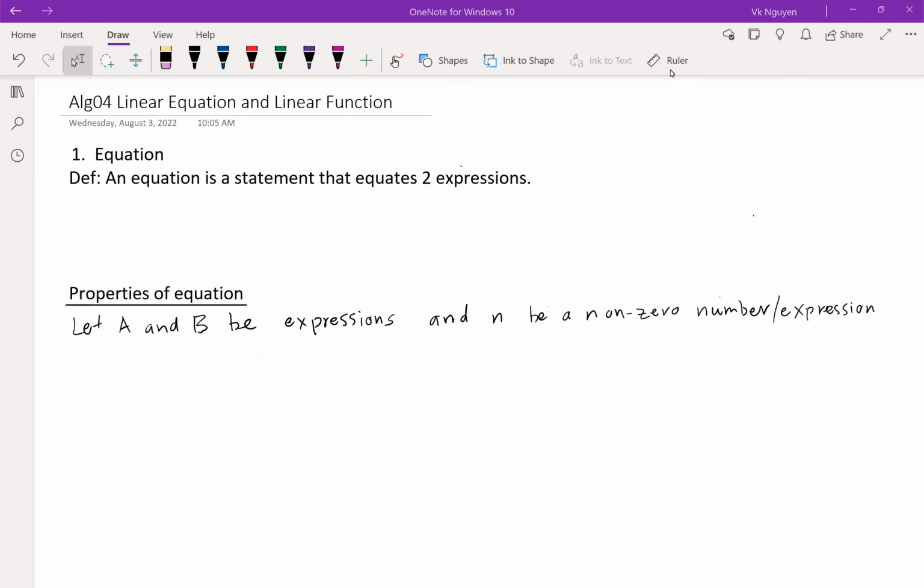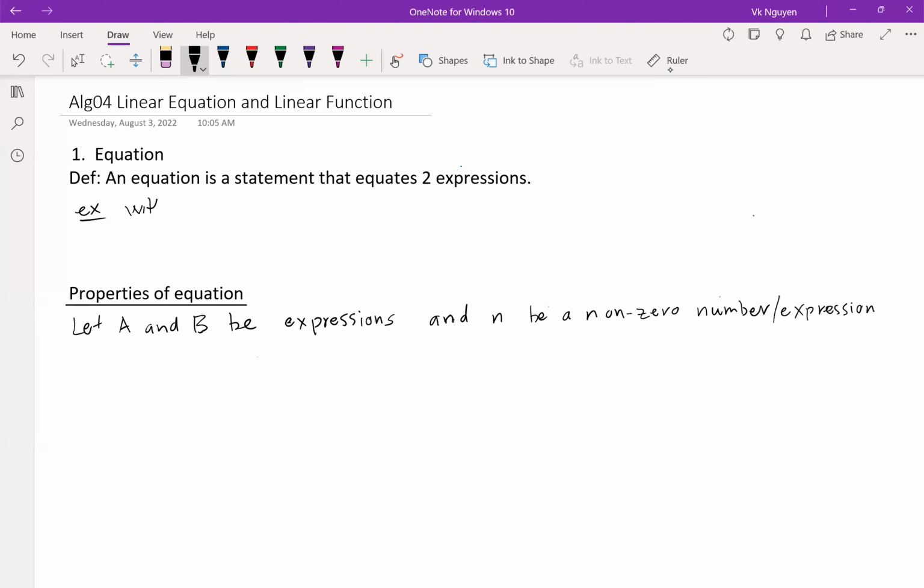First, we begin with equation. An equation is a statement that equates two expressions. Sometimes it has a solution, sometimes it doesn't. So here comes an example.